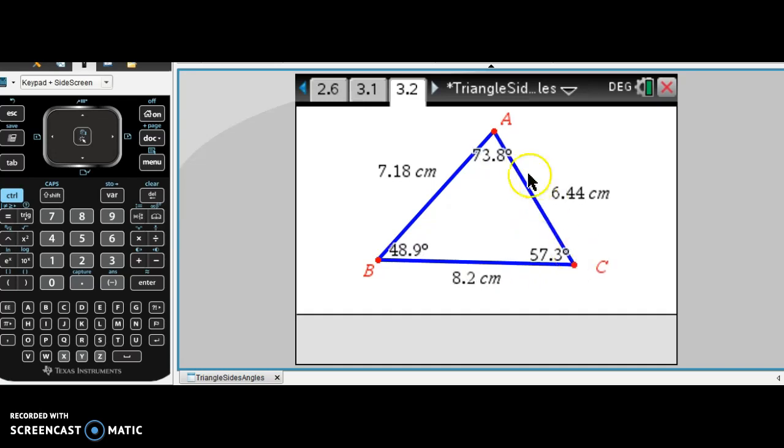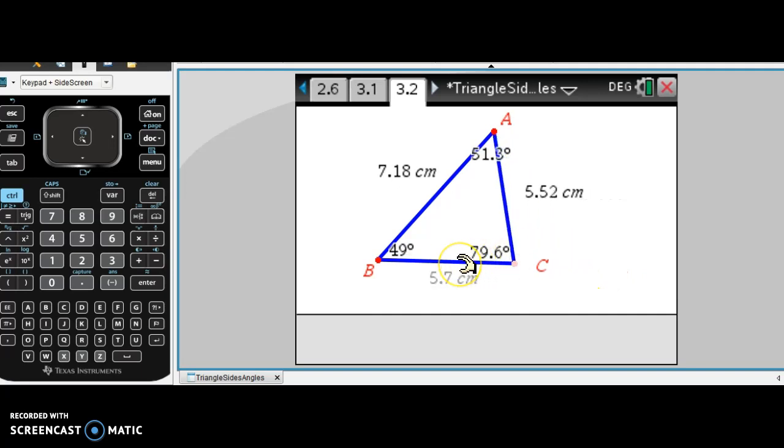Do you notice that when angle A is changing, it's actually forcing this side to change as well? So if this 73.8 degrees is changing, if I make that larger, it makes this side get farther apart. If I'm going to bring this point in, then this side is going to be shorter. So changing an angle affects changing the opposite side.